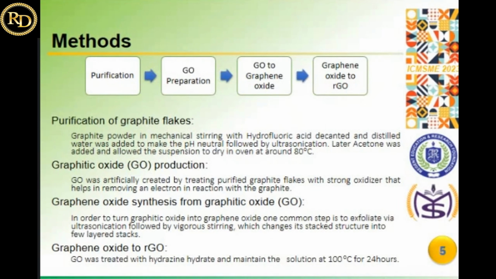Then, how we converted this graphitic oxide to graphene oxide. We used a very common step: we exfoliated it via ultrasonication along with vigorous stirring, which changes its stacked structure into layers. And finally, we got the reduced GO: the GO was treated with hydrazine hydrate, and the solution was maintained at 100 degrees centigrade for around 24 hours.